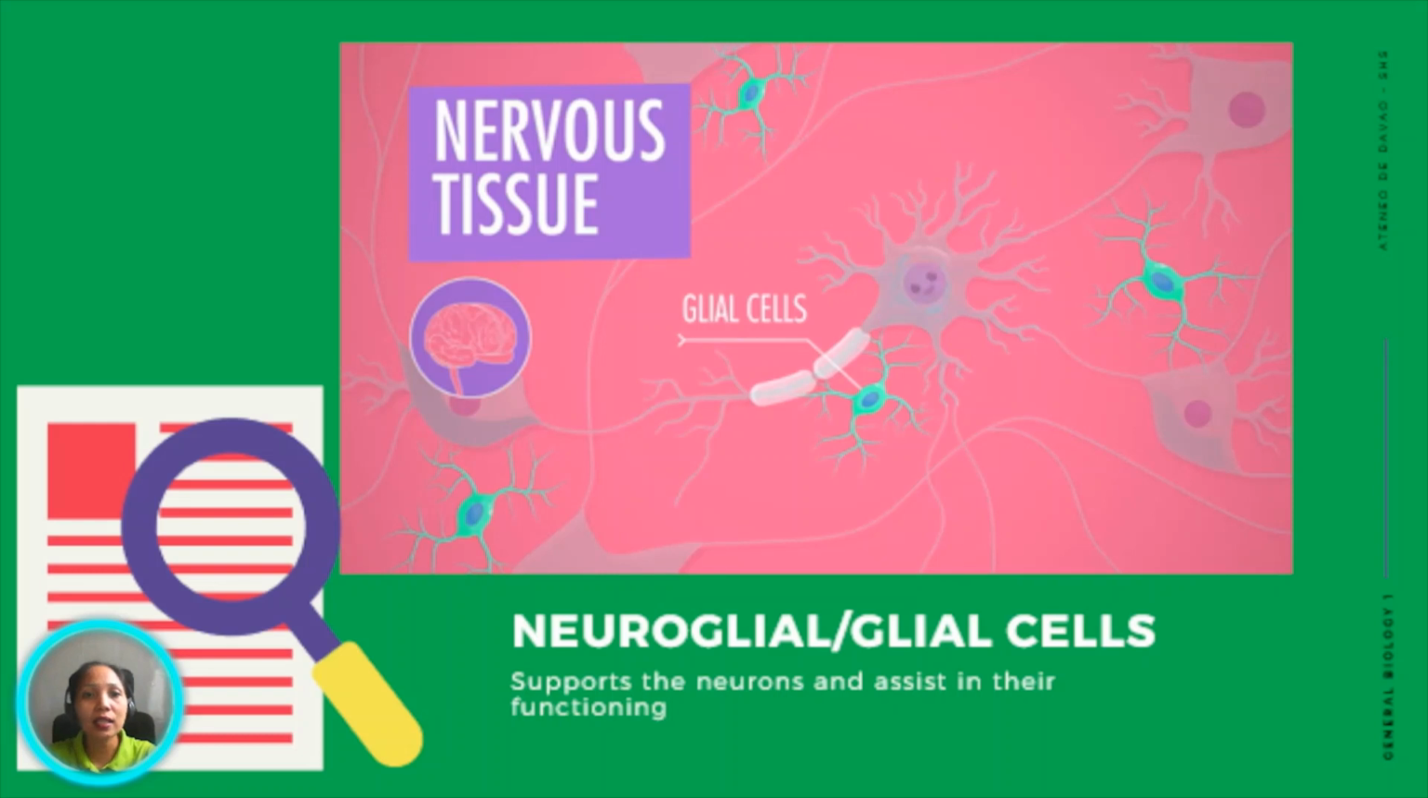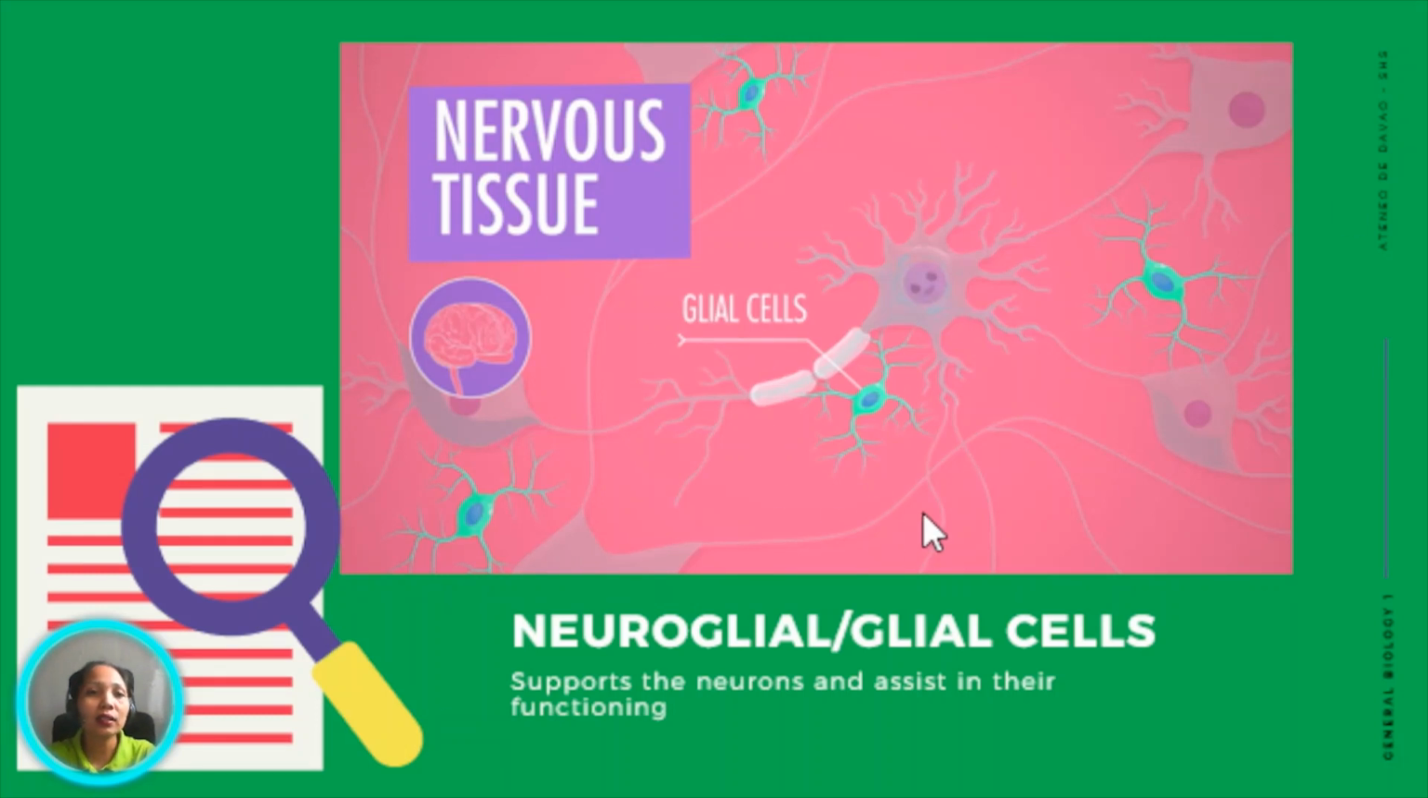The second cell type is the neuroglial or glial cells, which support the neurons and assist in their functioning. These glial cells form the insulating sheaths of myelin around parts of the neuron.